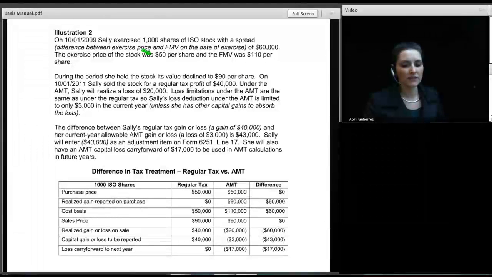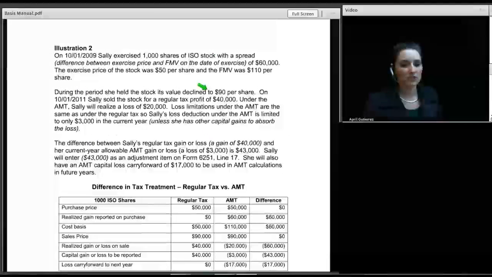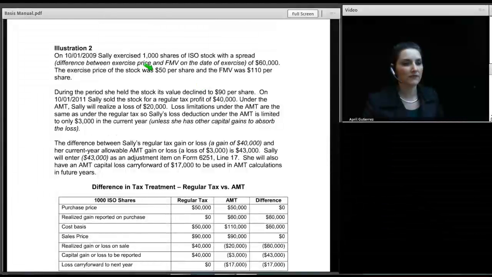Exercise price is 50, fair market value is 110. The $60 difference between those is added to income under the AMT, and then the value drops to $90 per share, and that's when she decides to sell. So she sells the stock for a regular tax profit of 40 because $90 per share is more than her cost of 50. She's selling it for a profit under the regular tax. But because she paid 110 under the alternative minimum tax, she's actually selling it at a loss under AMT.